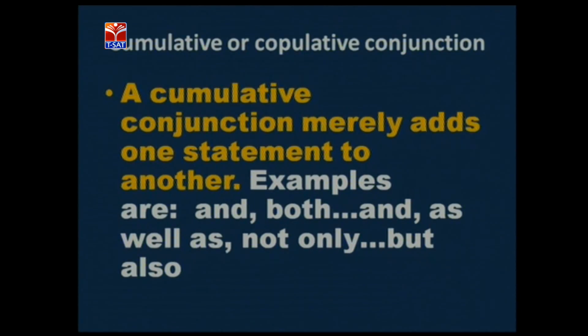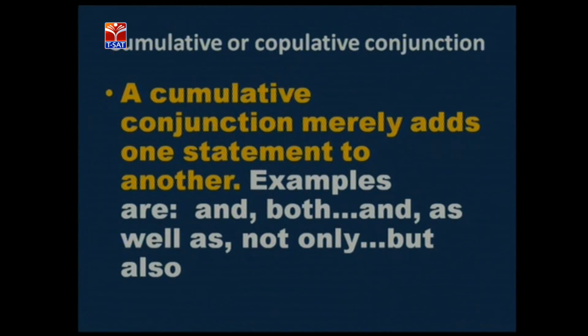Let us try to understand the different types of coordinating conjunctions. They have been given names based on their nature. You observe here a cumulative conjunction or copulative conjunction. These are and, both and, as well as, not only but also. These are some of the examples of cumulative conjunction. Here they add one statement to another.